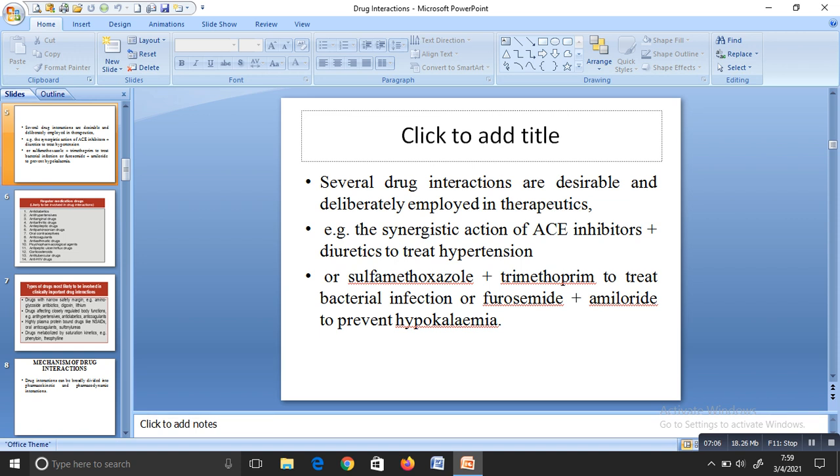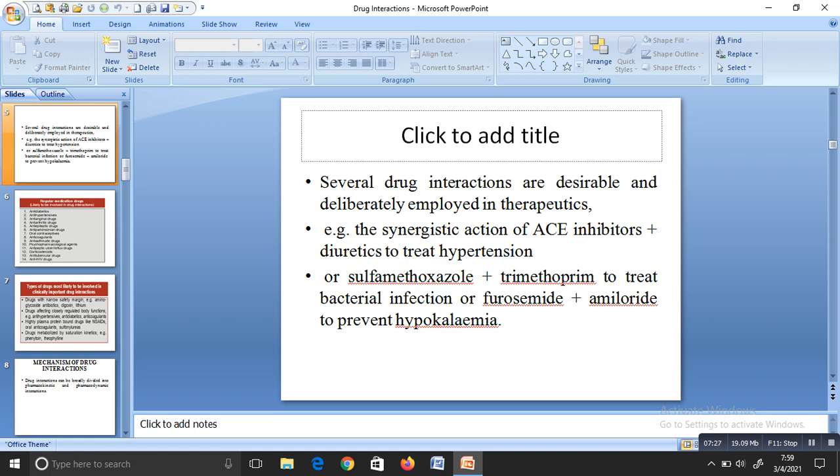And furosemide is a diuretic, and while you are giving this diuretic, there will be potassium loss. To prevent the potassium loss, we will be combining it with amiloride. Amiloride is a potassium sparing diuretic. Okay, so this is the outline.